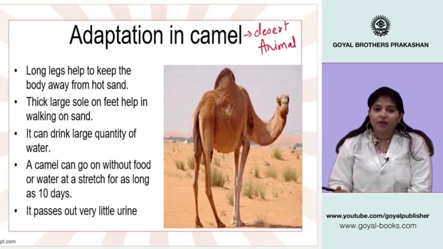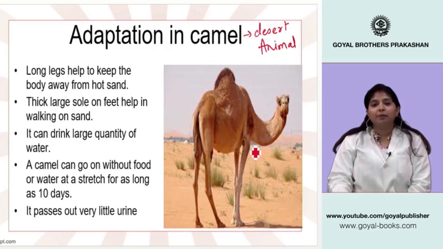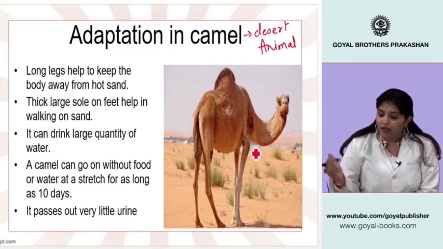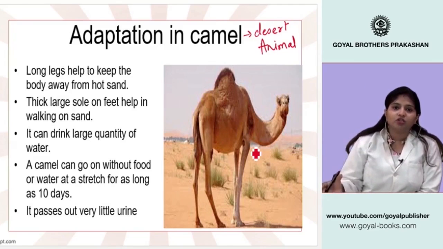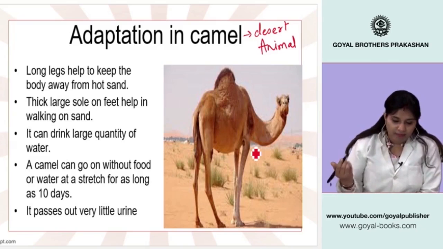Alright, so let's now understand what are the changes that have happened in this animal to help it to survive in the dry and hot climate. That is, what are the adaptations that it has acquired. Let's understand them one by one.